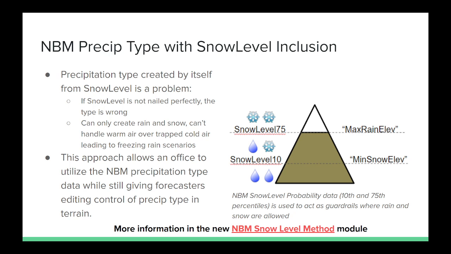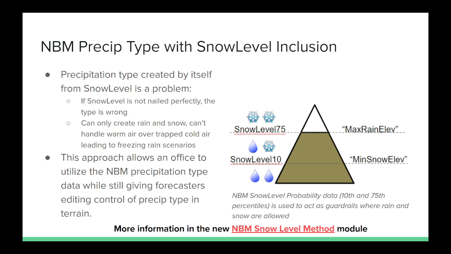Furthermore, if you have a freezing rain situation where you got cold air trapped in a valley, for example, again, snow level was only creating rain snow. That was it. So you wouldn't include freezing. You couldn't get freezing rain from that. So this approach is new, where we take the MBM precipitation type, which provides that probabilistic range, looking at the ensemble data, what are the range of potential outcomes, and then we utilize the 10th and 75th snow level percentiles that the MBM has, and those set your bounds for the minimum snow elevation and the maximum rain elevation. And you could adjust these based on the situation.